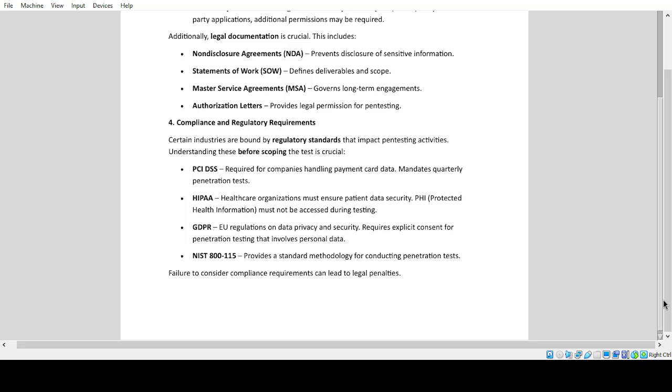PHI, protected health information, must not be accessed during testing. GDPR: EU regulations on data privacy and security, requires explicit consent for penetration testing that involves personal data. NIST 800-115 provides a standard methodology for conducting penetration tests. Failure to consider compliance requirements can lead to legal penalties.